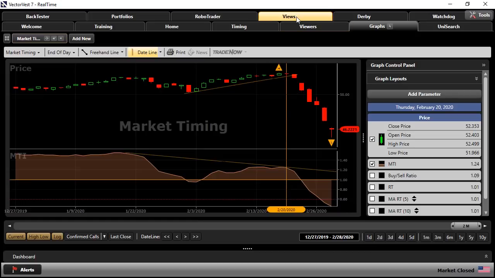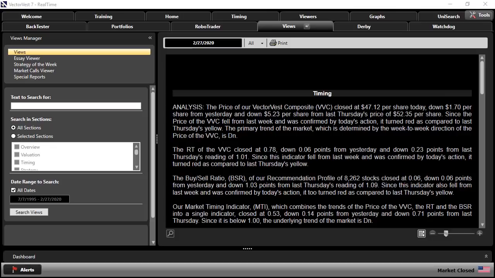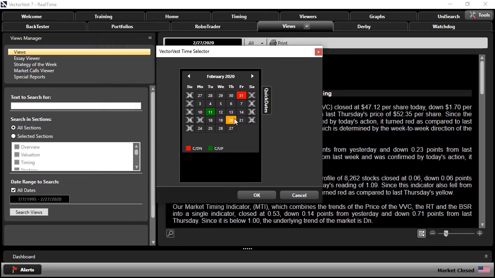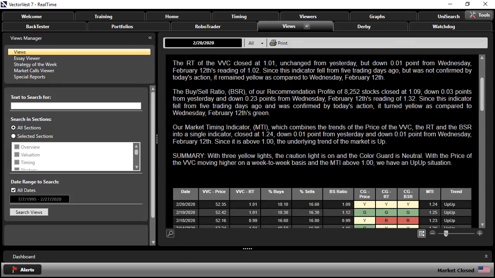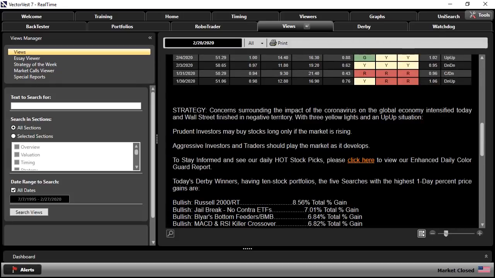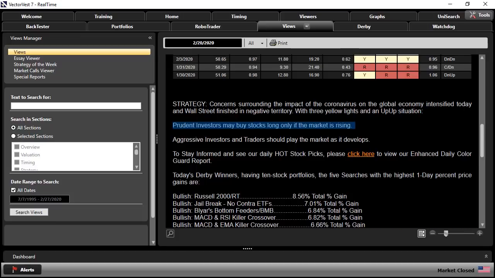Let's go to the views. We'll go to the views tab at the top. Let's go back to February 20th, which was last Thursday. As we look, let's go down. We can see that concerns surrounding the impact of the coronavirus on the global economy intensified today, and Wall Street finished in negative territory with 3 yellow lights in an up-up situation. And every night, as another advantage of the VectorVest software, we give you guidance. Prudent investors may buy stocks long only if the market is rising. Notice that as we go down, we gave you the 1 and the 5-day Derby winners as well.